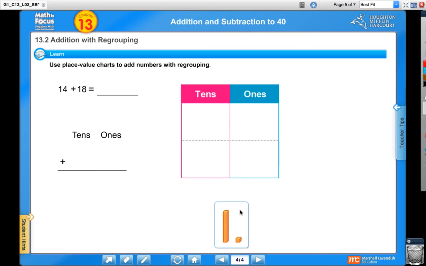Okay, now we're going to use our place value chart to add numbers with regrouping. Notice both of my numbers have double digits. Both of them have tens and ones. So we'll start with 14. I'm going to build 14. 1 10, 4 ones. 1, 2, 3, 4.